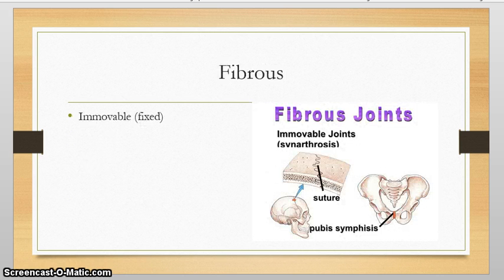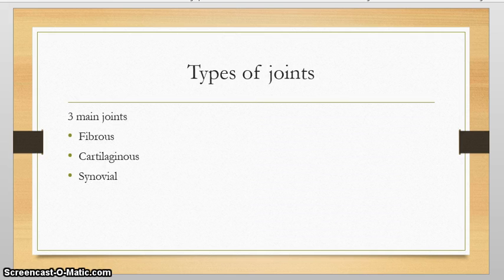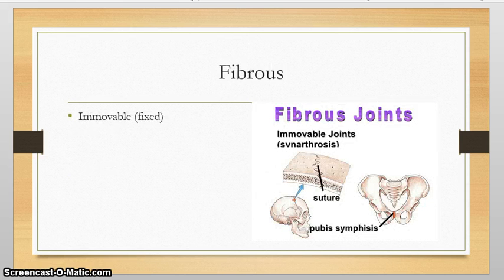Next one, which is the fibrous. The types of joints are the fibrous, cartilaginous, and synovial joints. The first one is fibrous. These are immovable joints and only found between the flat plate-like bones of the cranium and your pubis, as you can see in the picture here.